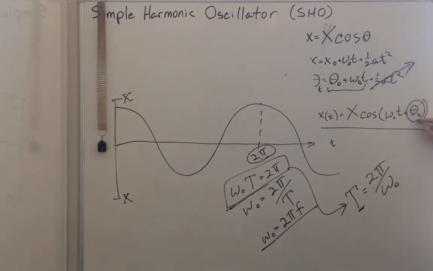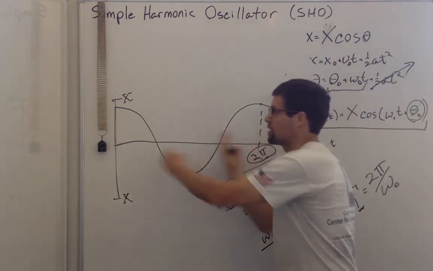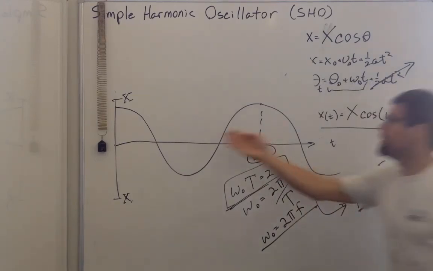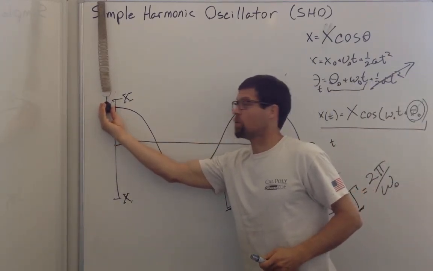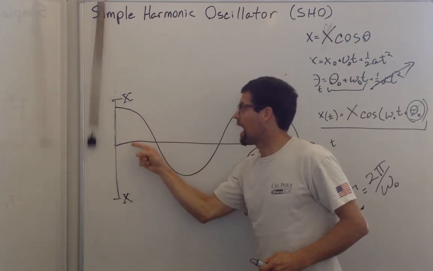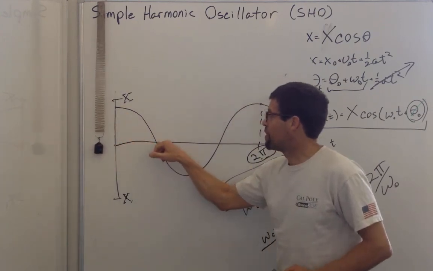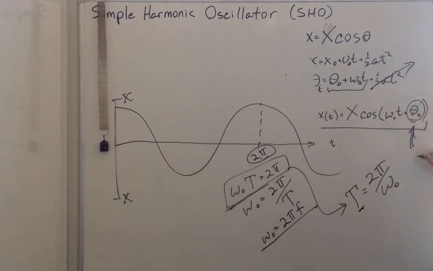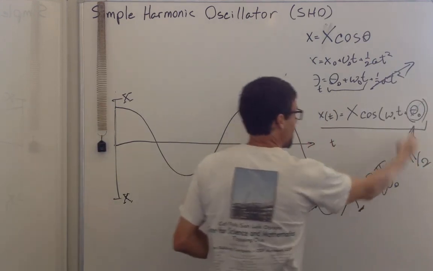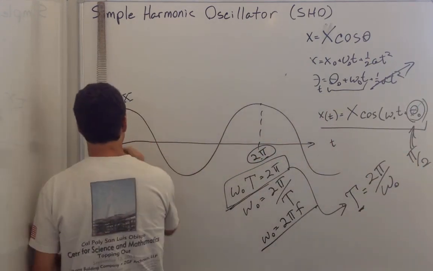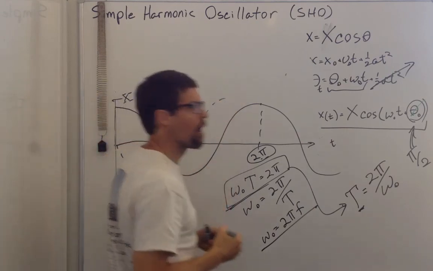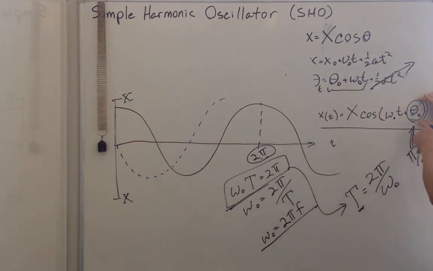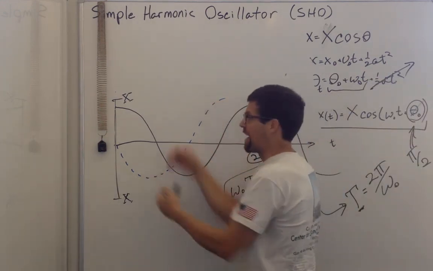And so what does theta do? What theta does is it shifts this. For instance, if instead of being up here at t equals 0, it was actually right here on its way down. That means it would have been at this point headed downward, which means theta would have been pi by 2. And so what would that do? If we had theta as pi by 2, it would have shifted the curve to here. And so what happens as you increase this value, the curve shifts to the left.